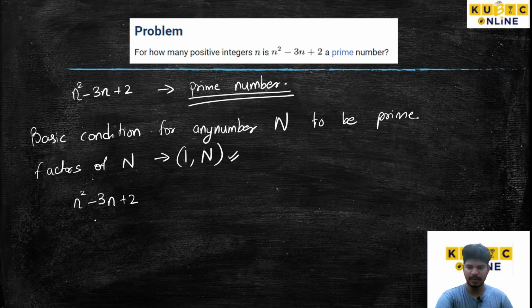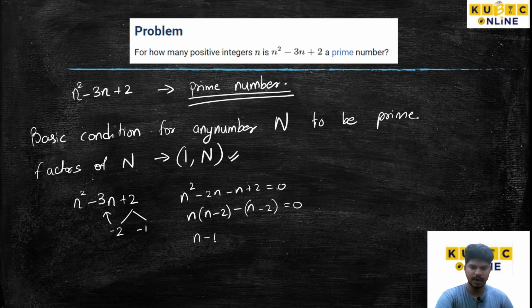Plus 2, so minus 2 minus 1. So this we can write as minus 2 minus 1. So n square minus 2n minus n plus 2 is equal to 0. So n into n minus 2 minus 1 into n minus 2 is equal to 0. So how did we get this? n minus 2 taking common, from here n, from here minus 1 is equal to 0. So n is equal to 2 or n is equal to 1.